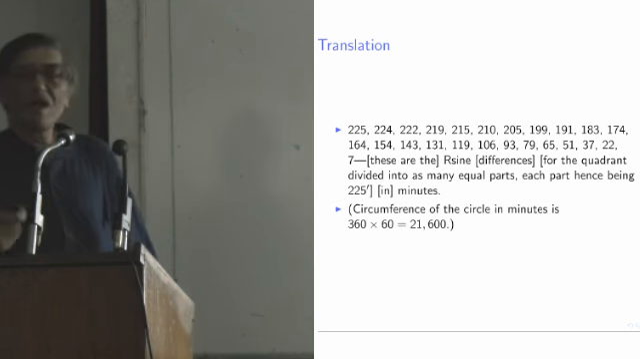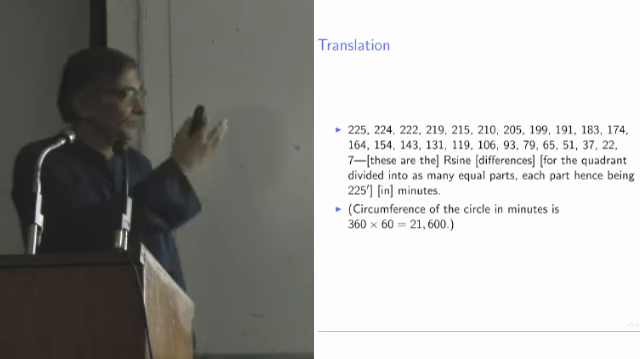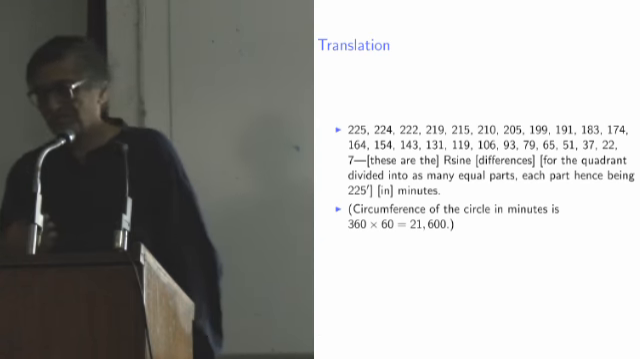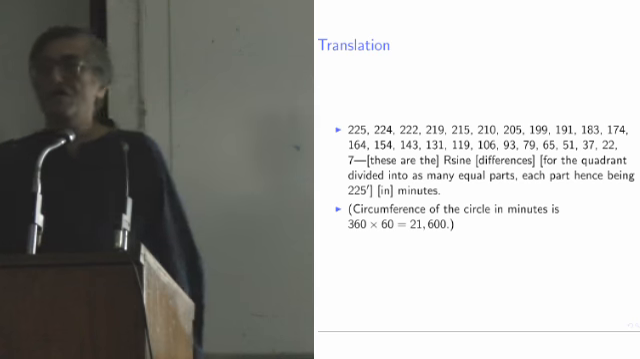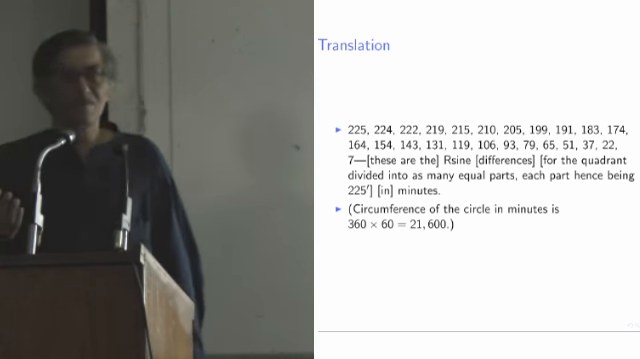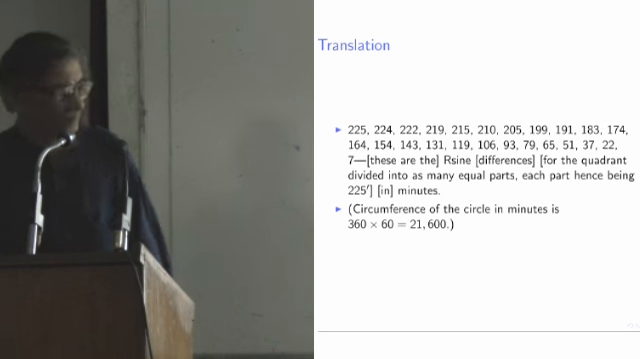The circumference of the circle is assumed to be this. So he is doing calculations accurate to the minute. And then later on the accuracy develops. People do it accurate to the second, and people do it accurate to the thirds. It takes 1,000 years.